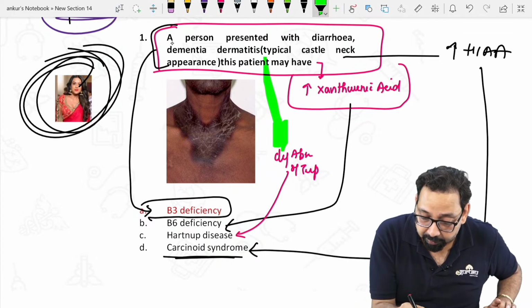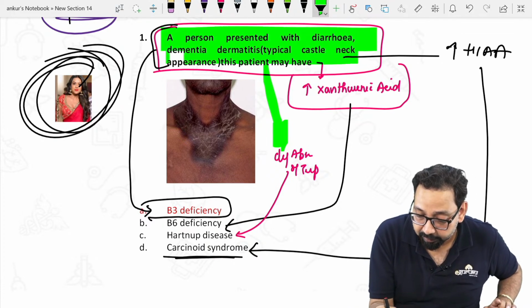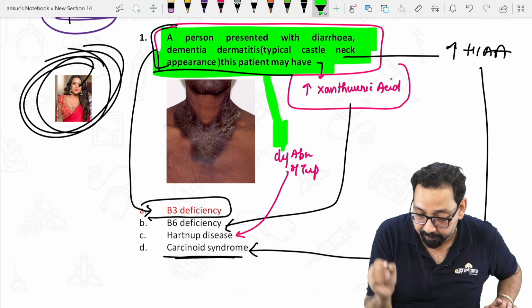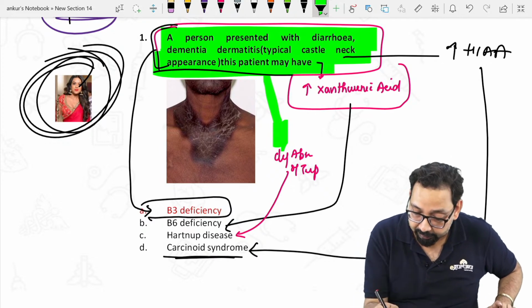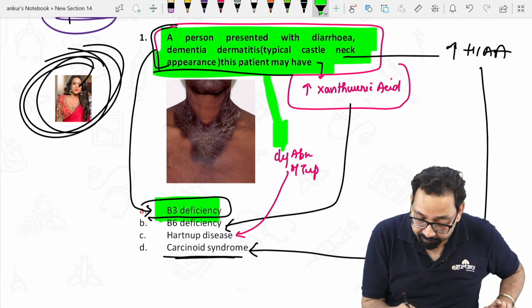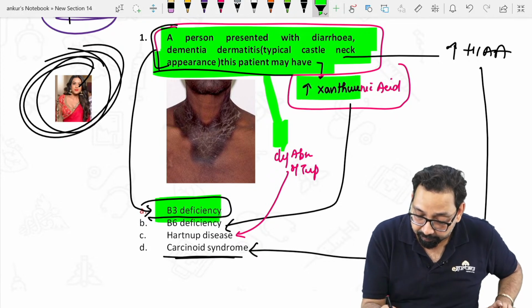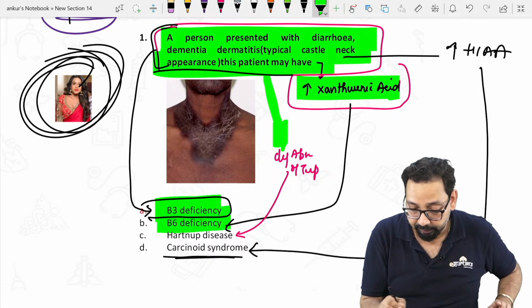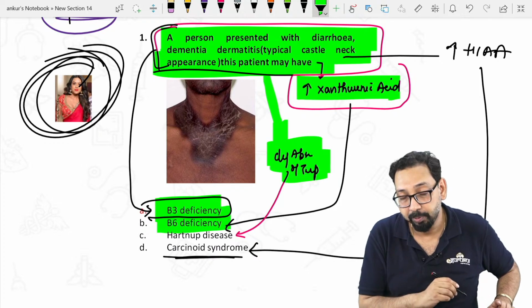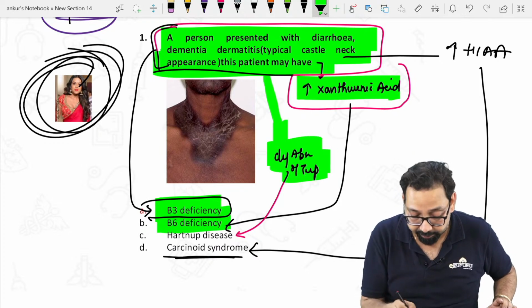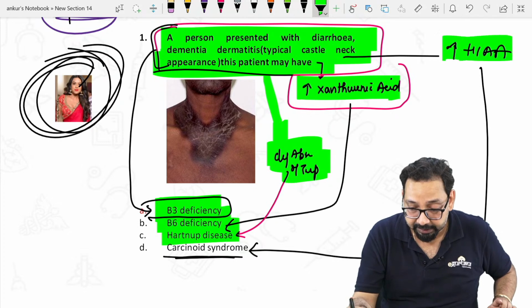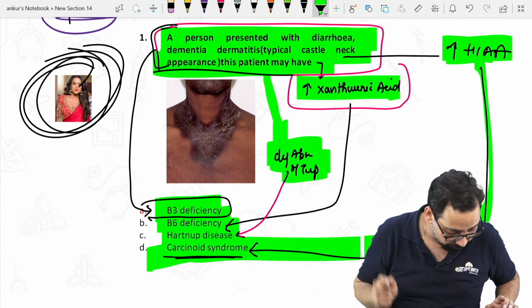So, a person presented with diarrhea, dementia, dermatitis, typical Casal necklace-like appearance, the patient may have niacin deficiency. But if increased xanthurenic acid, B6 deficiency. If defective absorption of tryptophan, or autosomal recessive Hartnup disease. If HIAA increased, carcinoid syndrome.